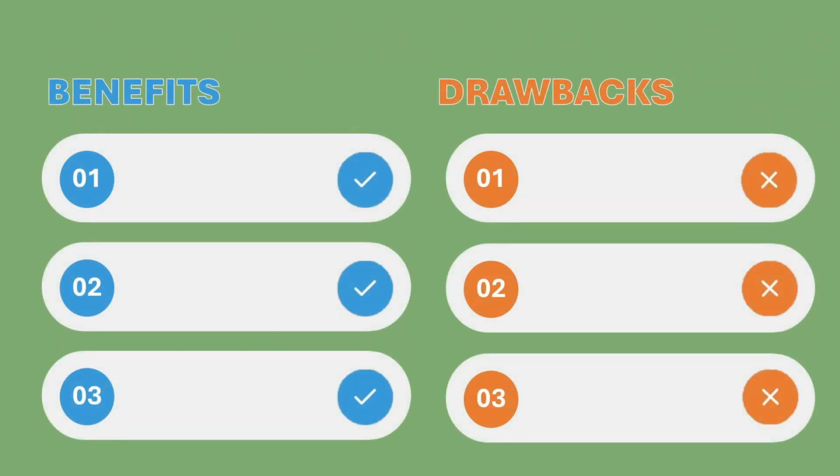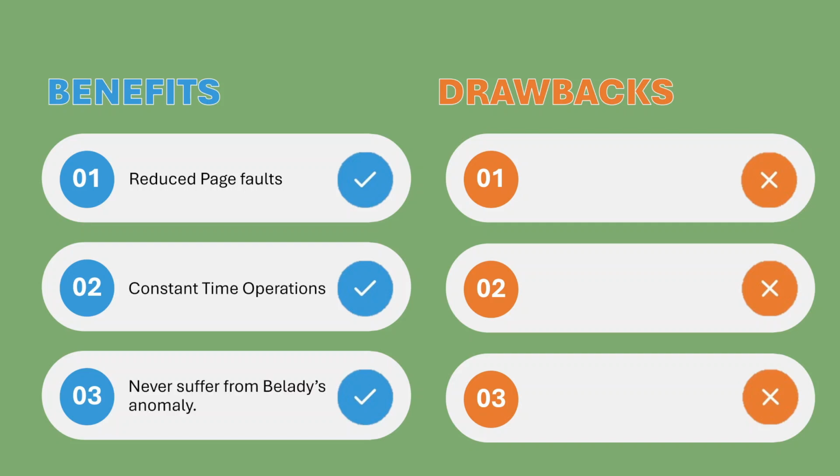Now that we know how LRU works, here are some advantages and disadvantages. The benefits of LRU are that LRU has severely reduced page faults compared to its counterparts like first in first out or random replacement. It has constant time operations such as get and put, and it does not suffer from Belady's anomaly where more page frames lead to more page faults.